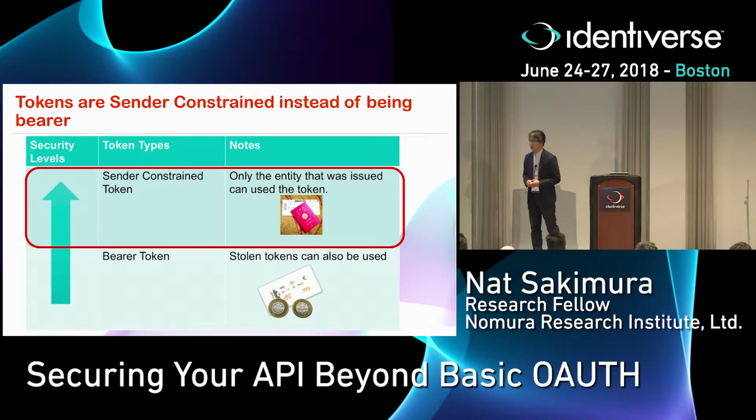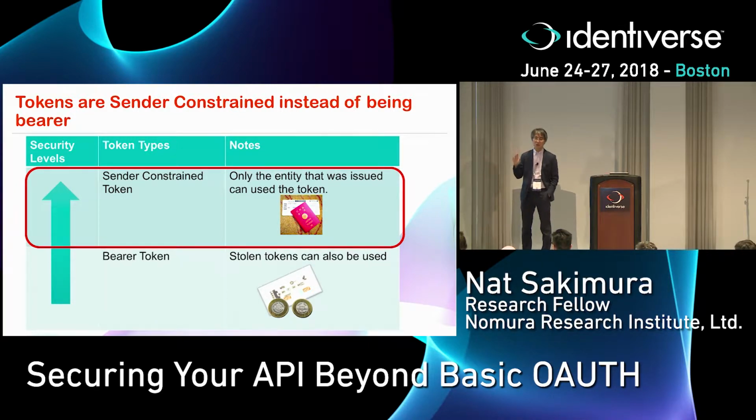Instead of using bearer token, in FAPI, we decided to use something called sender constraint token. Do you guys know about it? Have heard of it? All right. Most people know bearer token, but most people don't know about sender constraint token.